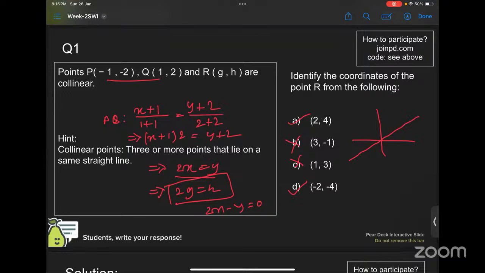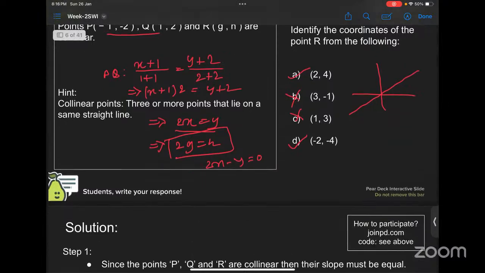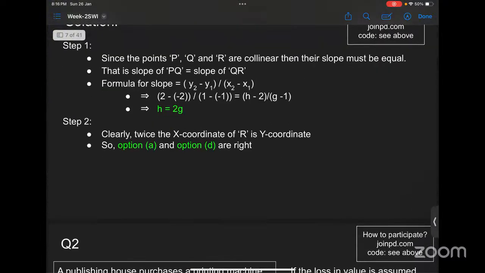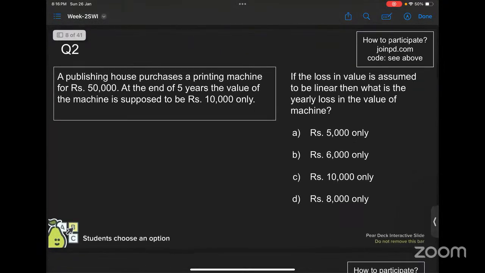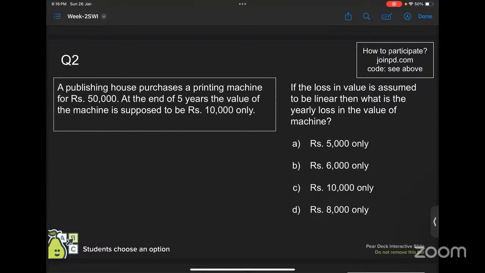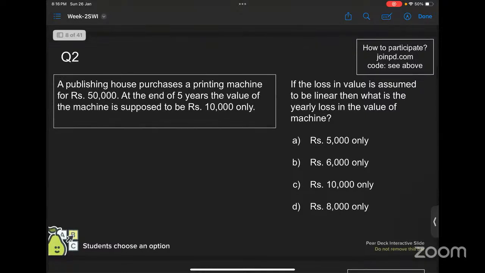Okay. Anything else? No, right? Okay, so we can move to the next. Options A and D are right. So this is the next question. Again, same rule. You just take your time to solve this. Then again, we will solve it together.